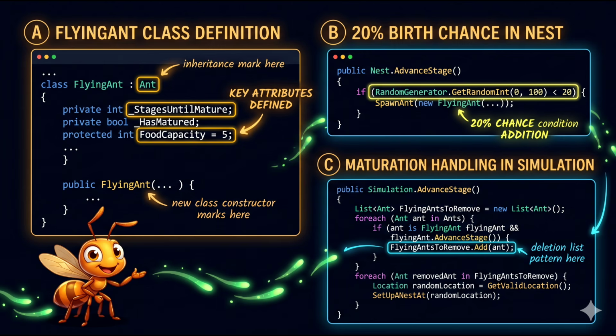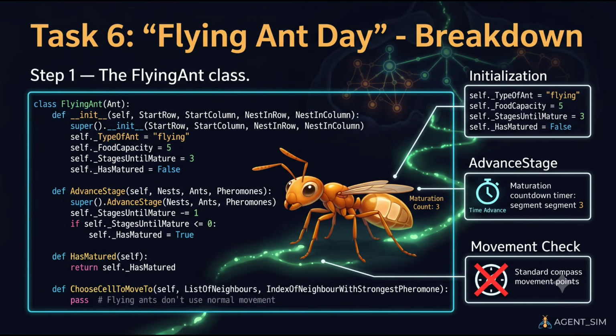Lastly, we've got the maturation and nest building in the simulation advanced stage. So this might be a little bit confusing, but essentially we've got to think about where does the fly to a new location and build a nest logic actually live. It has to be in the simulation.advanced stage. How do I know that? Because only simulation has access to both the full nest list and to check whether a cell already contains a nest and the setup a nest method. The flying ant class itself cannot do this check. It doesn't know about other nests, only the simulation does. So you'd add this after the existing per ant loop before the nest loop at the bottom.